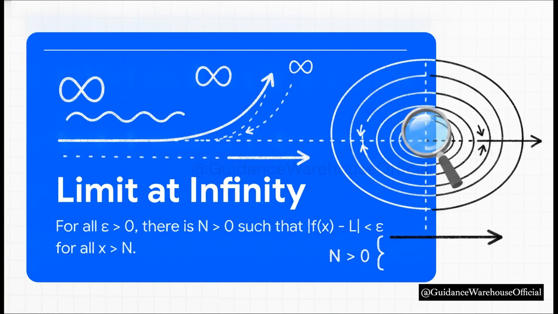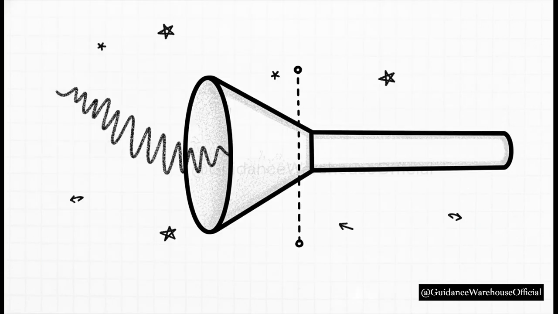It literally states, for all epsilon greater than 0, there exists an N greater than 0, such that the absolute value of f of x minus L is less than epsilon for all x greater than N. Yeah, I know, it's a massive mouthful of Greek letters and math jargon. Let's actually translate that into plain English. It really just means arbitrarily close meets sufficiently large.